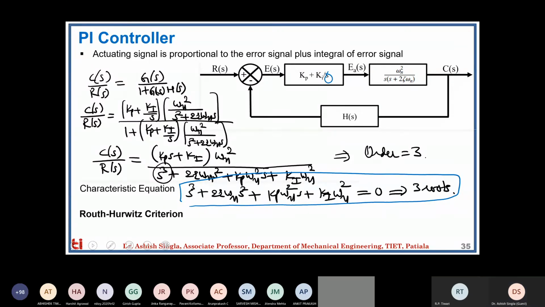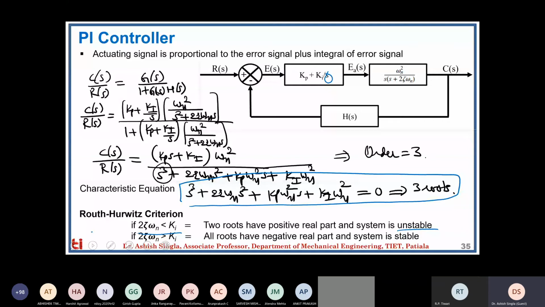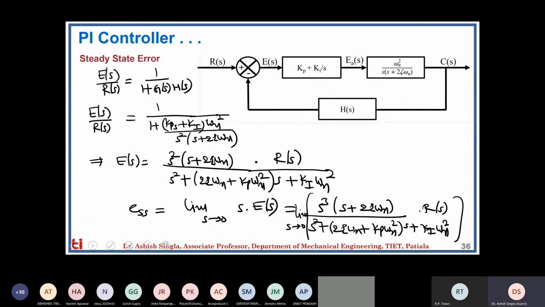So it has 3 roots. In order to find the stability, if 2 zeta omega n is less than Ki, it is an unstable system. And if 2 zeta omega n is more than Ki, it's a stable system. So that we have to take care of while designing this. Next comes the steady state error. Similarly, we can follow the steps for the steady state error, and we'll find that this is the expression for the PI controller.